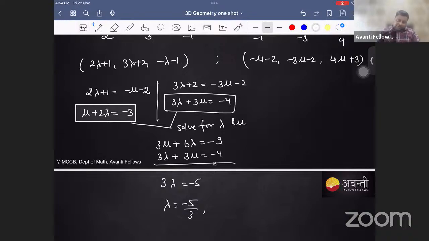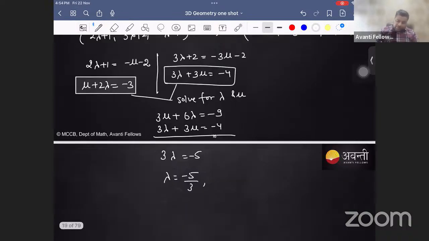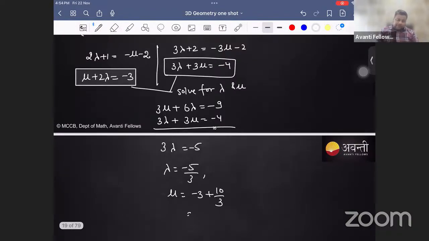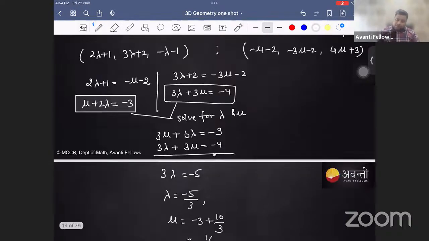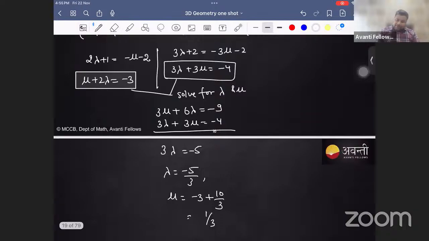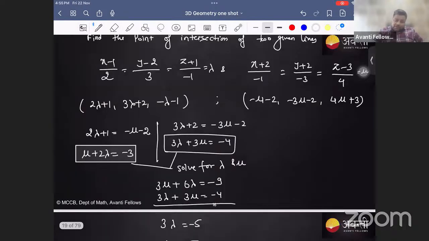Now put this value of lambda to get the value of mu. Placing it in the first equation, mu will be minus 3 plus 10 by 3, so it is 1 by 3. So you got lambda as minus 5 by 3, mu as 1 by 3. Now equate the z coordinates. That means lambda minus 1 is 4 mu plus 3.